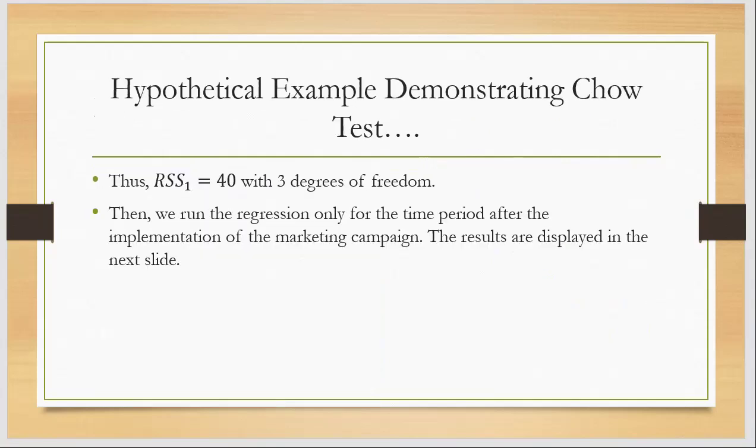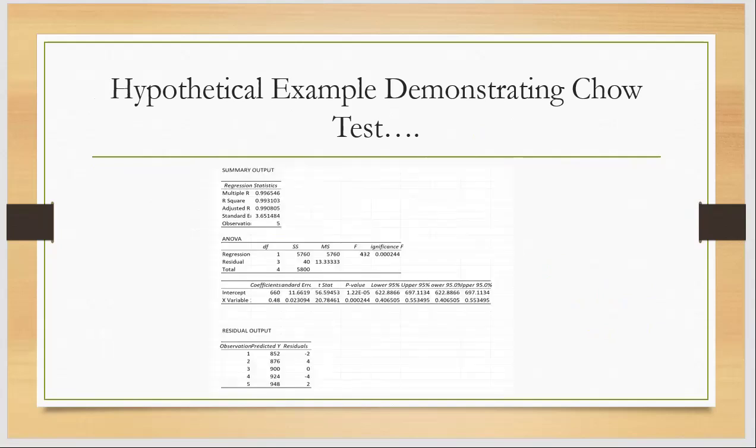And the similar thing you have to do for the after equation also. Here I have written RSS1 is 40 with 3 degrees of freedom. Then we will go into the after regression. After regression also I have done the same thing. This is the after regression, after the marketing campaign, taking into account N2 observations, 5 different observations.